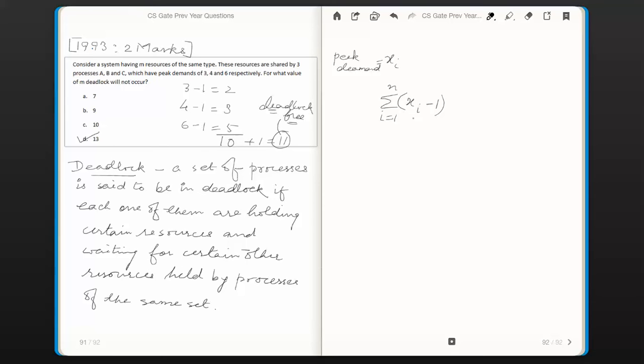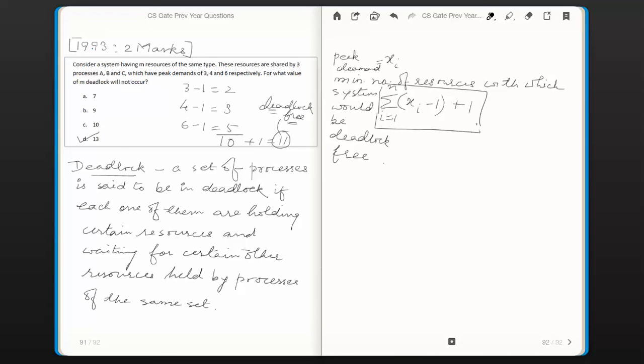That gives us the maximum number of resources with which the system would still be deadlock prone, and if we add just a single resource to that, we get the minimum number of resources with which the system would become deadlock free. So this is the formula for the minimum number of resources with which the system would be deadlock free. This formula is the key takeaway from this video session.